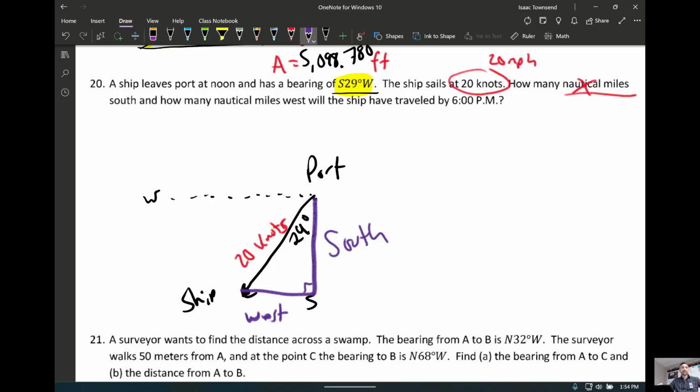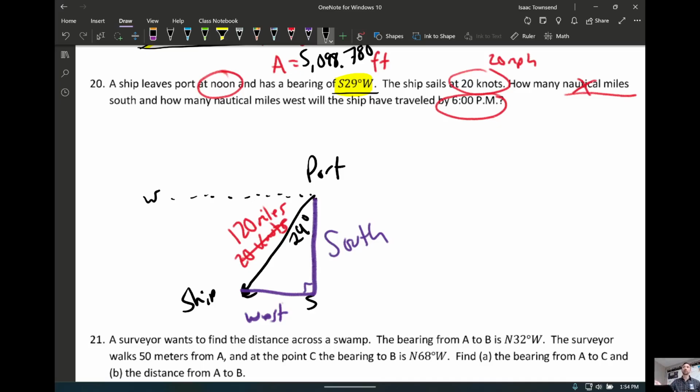Now, similar to the last question, this length is not 20. 20 knots is a speed. This is supposed to be a distance. So if you're leaving at noon, at 6 p.m., so 20 knots for 6 hours, that's 120 nautical miles. You could just say miles. You have to change that to a distance or a length.